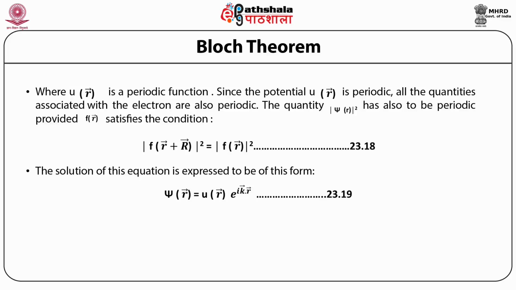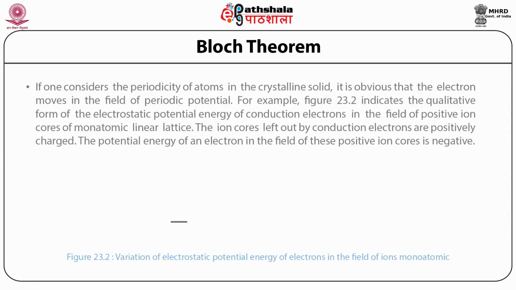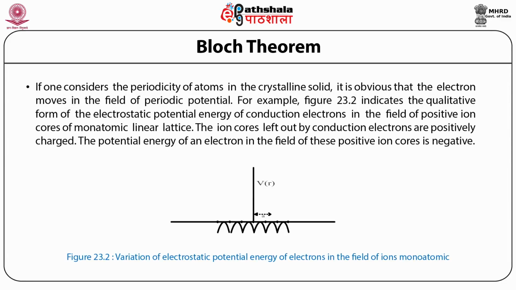Put it as equation 23.19. This equation represents Bloch theorem. If one considers the periodicity of atoms in a crystalline solid, it is obvious that the electron moves in the field of a periodic potential. For example, figure 23.2 indicates the qualitative form of the electrostatic potential energy of conduction electrons in the field of positive ion cores of a monatomic linear lattice.